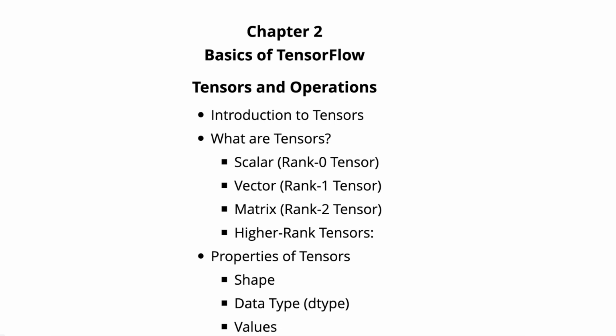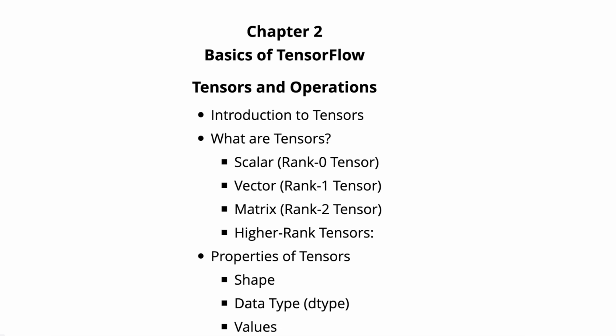Matrix, which is a rank 2 tensor. A matrix is a two-dimensional array of numbers arranged in rows and columns. It represents a collection of vectors. Next, high-rank tensors. Tensors can have more than 2 dimensions, such as a 3-dimensional cube of numbers, for example an RGB image, or a 4-dimensional array representing a collection of matrices, and so on. You can call it an n-level tensor, or rank n tensor.